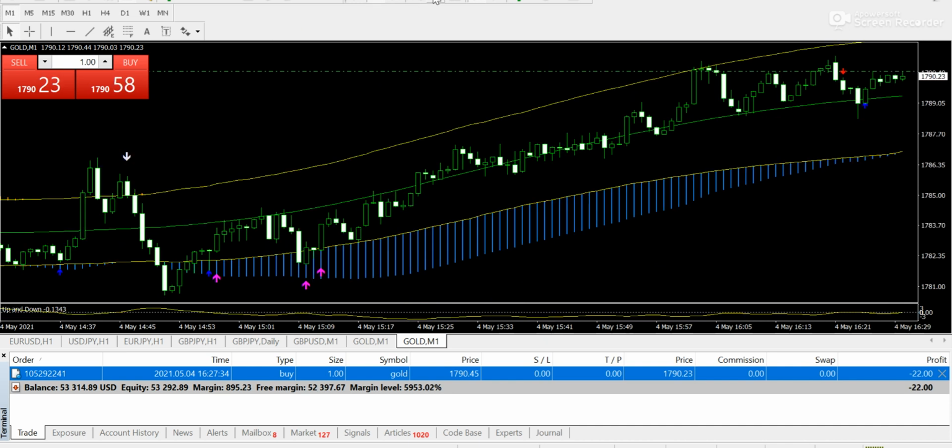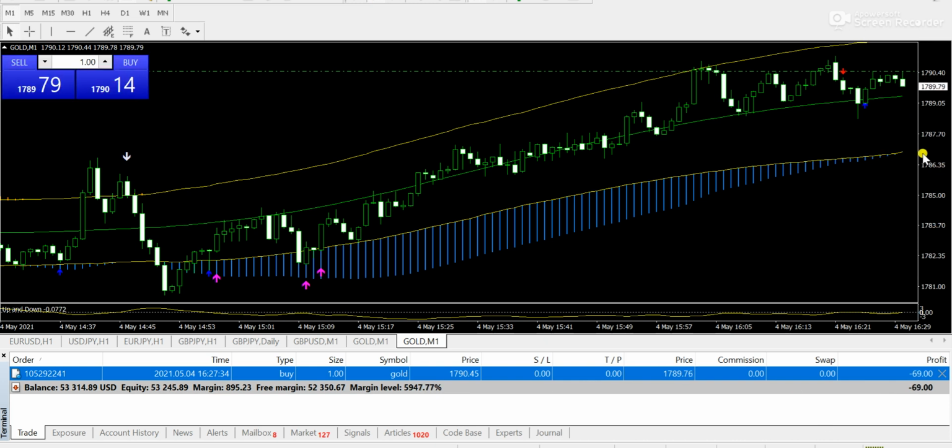With this indicator, you can also set up alerts on your mobile phone, and you can also watch the market. It will keep the pop-up on your screen, and you will also be getting the signals on your screen as well.